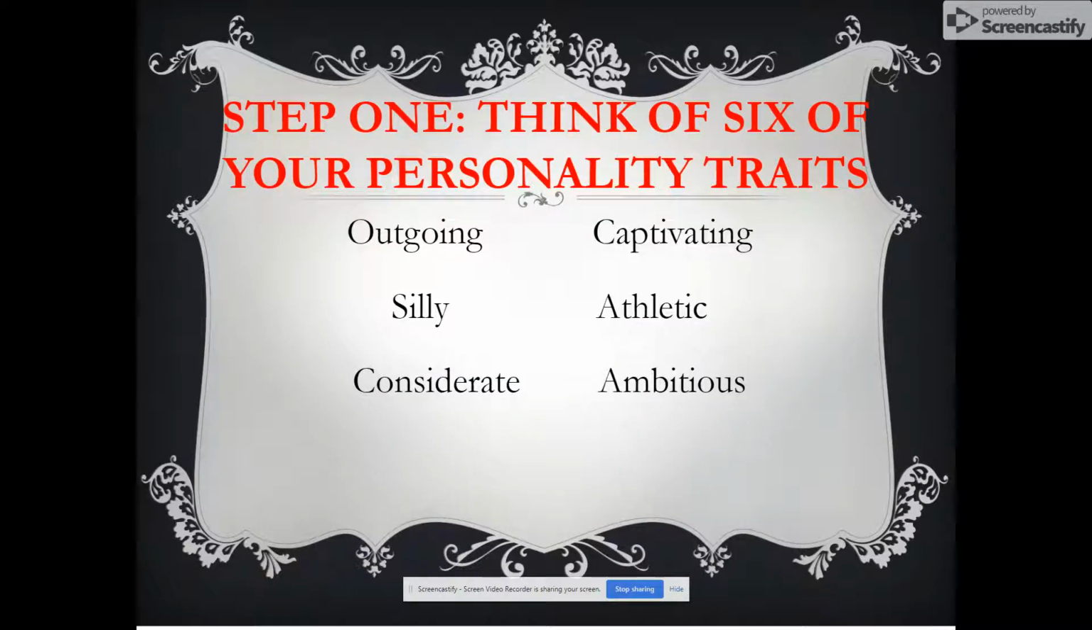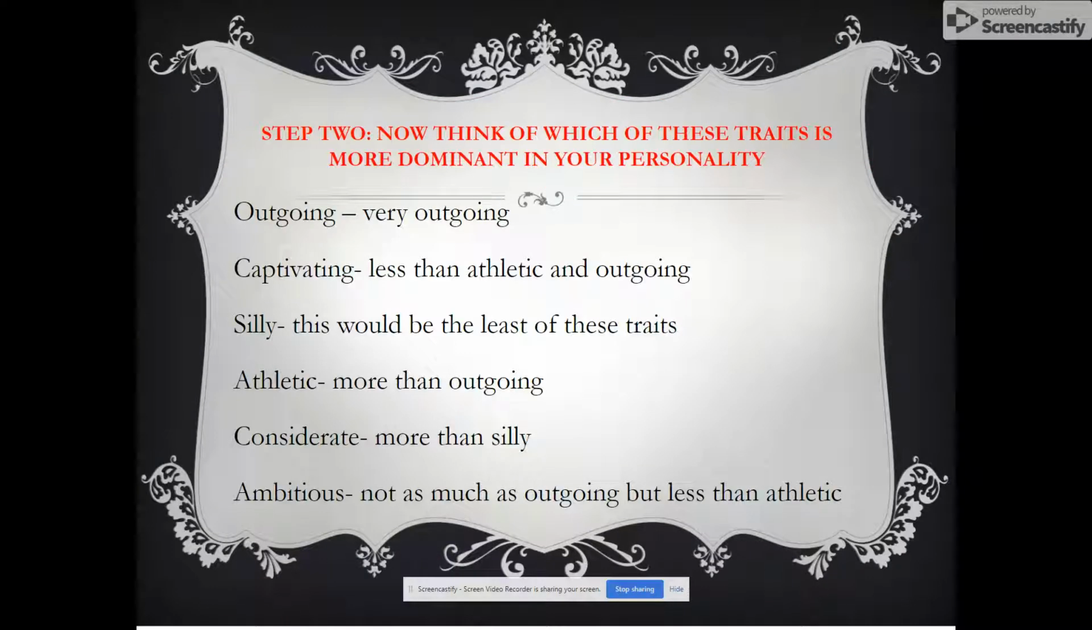All right, step 1, what you need to do is think of at least 6 of your personality traits. For example, when thinking of my son, he had outgoing, silly, considerate, captivating, athletic, and ambitious. Once you have those 6 traits, you try to figure out which is more dominant in your personality, and which is the one that you have least of. So you've got to compare all of these personality traits to one another. Like, my son's very outgoing, but his captivating is less than outgoing and athletic. And of course, you just kind of feel them out.